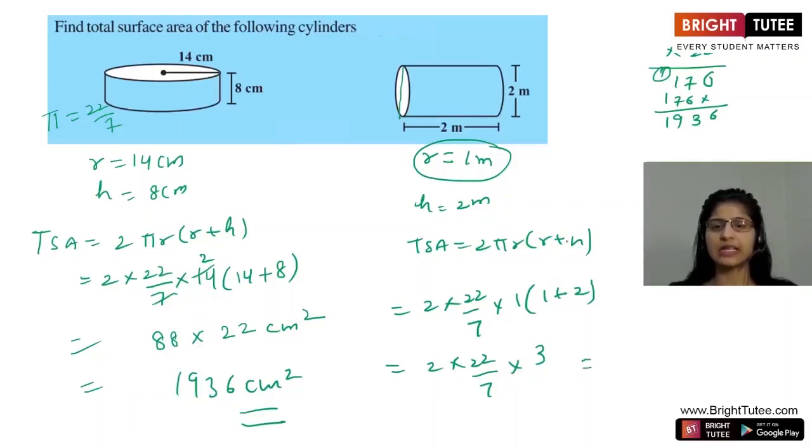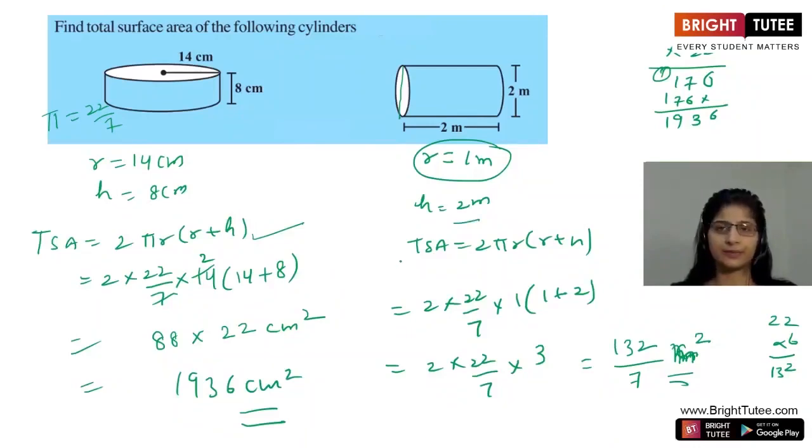3 2s are 6. 6 into 22. 6 2s are 12 and 1 3, 13. 13 upon 7. So the unit is in meters, so square meter will be the unit. Clear? So we have applied the formula of total surface area of the cylinder. Right? So this is how we are going to do the questions asked later on.